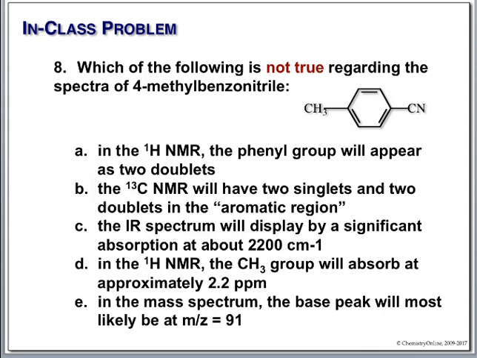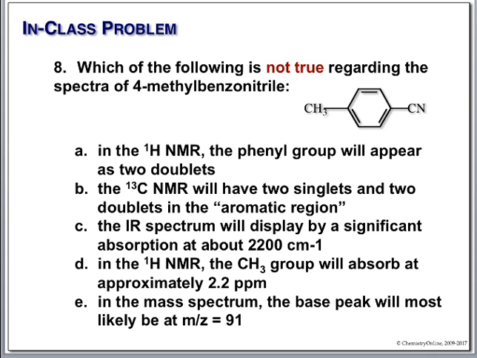Which is not true regarding the spectra of 4-methylbenzonitrile? Benzonitrile is basically a benzene ring with the nitrile group attached. It's a legal name. And here we have a methyl attached in the para or number 4 position. All right, so which is not true?